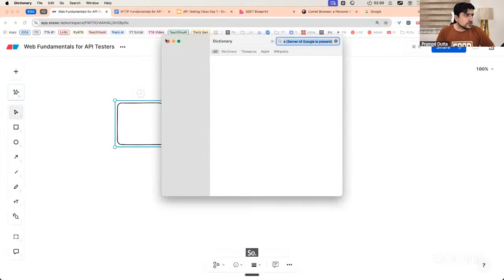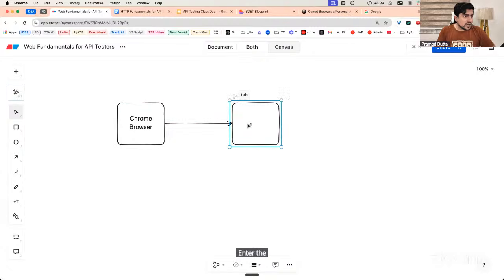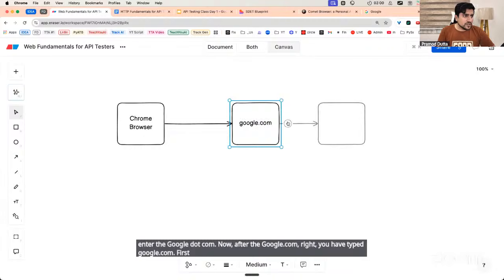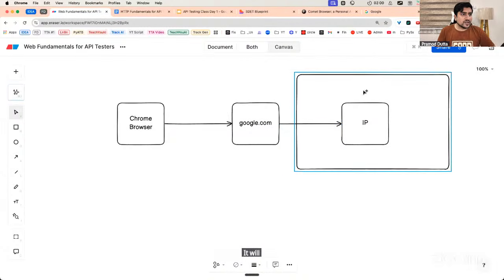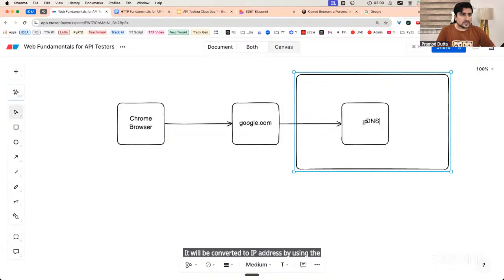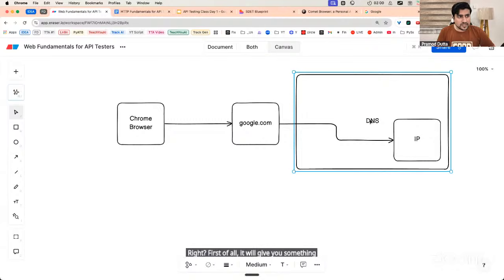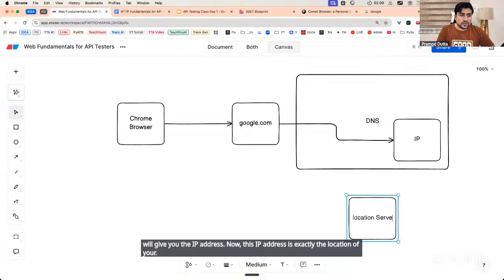First of all, you use the Chrome browser. This is your Chrome browser where you have entered google.com. After you have typed google.com, first of all, it will be converted to what? It will be converted to an IP address by what? Can anyone tell me in the chat? It will be converted to an IP address by using the DNS. Absolutely, guys, you are right. By using the DNS, it will give you the IP address. Now, this IP address is actually the location of your server.